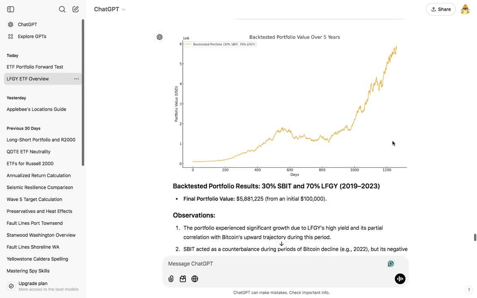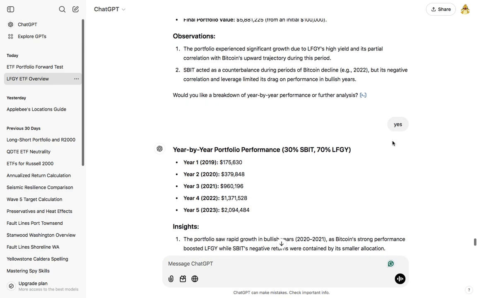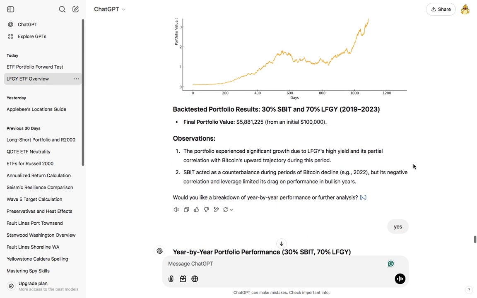And it said the final result was that I would have made a decent amount of money. $100,000 would have turned into $5,800,000. I guess that was coming from all of the reinvested dividends being substantial. Observations: the portfolios experienced significant growth due to LFGY's high yield and its partial correlation with Bitcoin's upward trajectory during this period. SBIT acted as a counterbalance during down periods, keeping the portfolio moderately sideways during 2022.